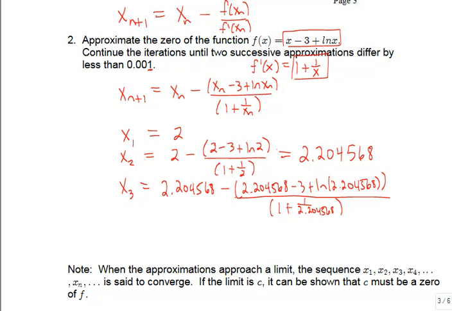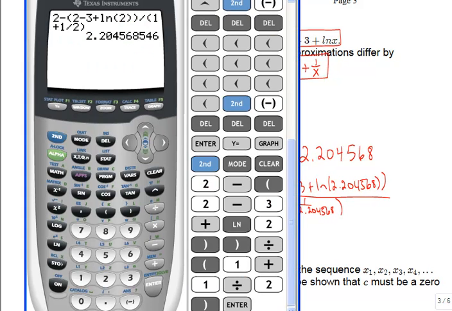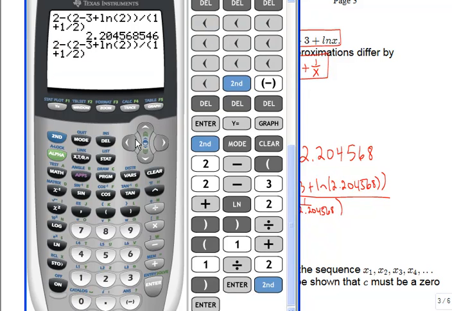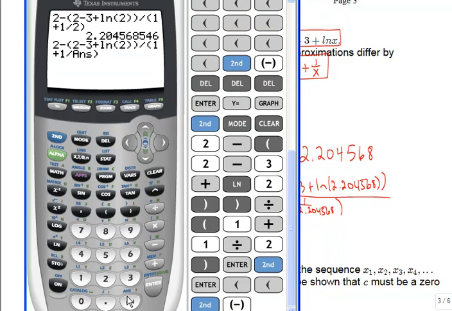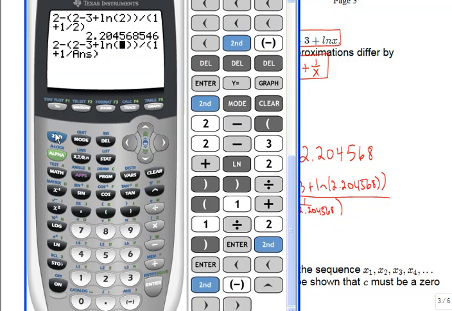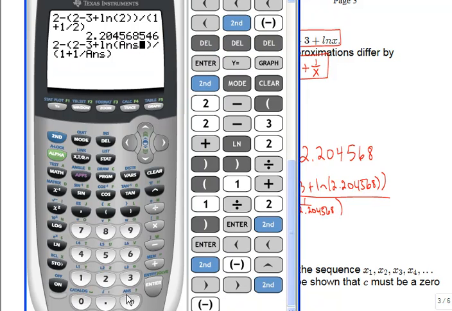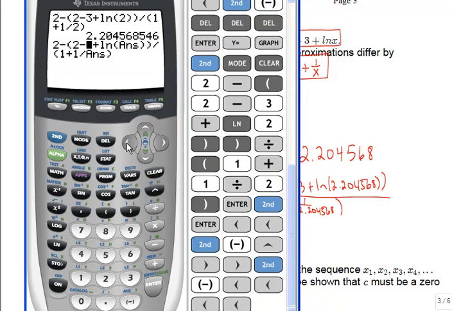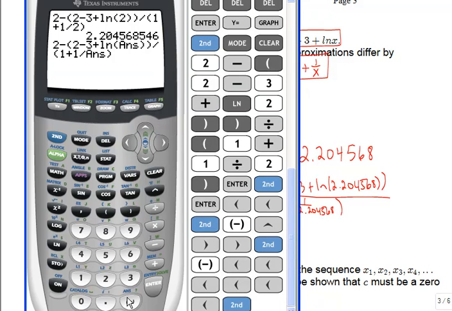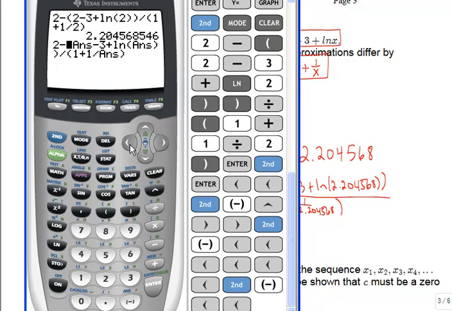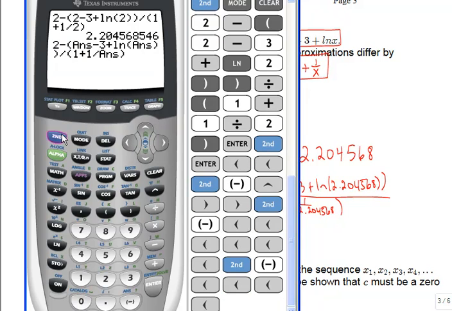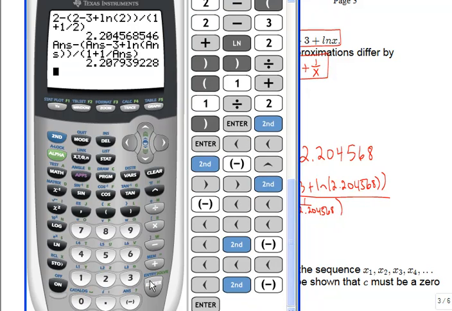Okay? And then here's where we're going to use our calculator to help us out. I'm going to go ahead and use second entry, and I'm going to scroll back and change all of these 2's to that ANS so that I don't have to waste my time typing in all of those decimals. I'm going to make the calculator use the stored ANS button. So change all of these 2's to last answer. And when I hit enter, this is now my next value.